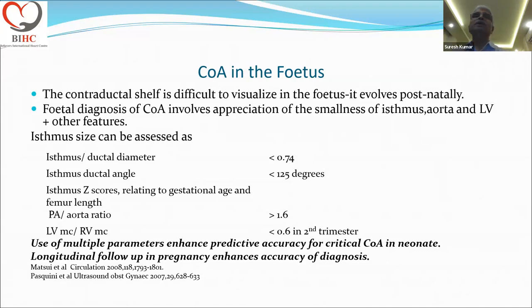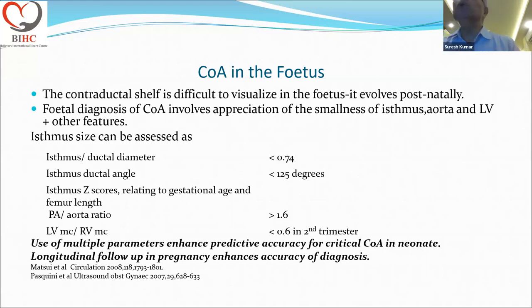The things that you can look for are, say, if you relate the isthmus to the diameter of the ductus, as I'll show in the next image, they're more or less equal. But if the isthmus is less than 3/4 of the ductus, be suspicious. And the normal isthmus ductal angle, say the way the ductus joins the descending aorta, it's very obtuse. If it looks acute, that is a feature that the arch is small, and that is suspicious of coarctation. Isthmus Z-scores are available today. And also, if you relate the pulmonary artery to the aorta, normally the PA is up to 1.6 times larger than the aorta.